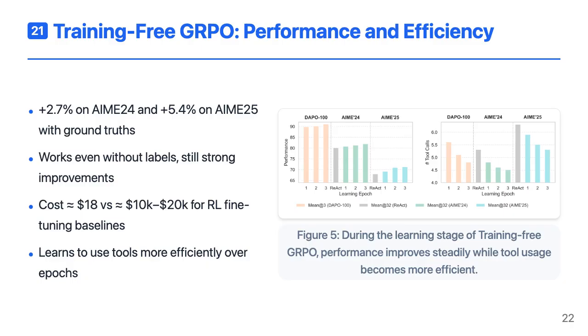The estimated cost is around $18, compared to $10,000 to $20,000 for RL methods that fine-tune a 32 billion parameter model. Training curves show that accuracy rises steadily while the average number of tool calls drops, meaning the agent is not just getting better, it's getting more efficient.